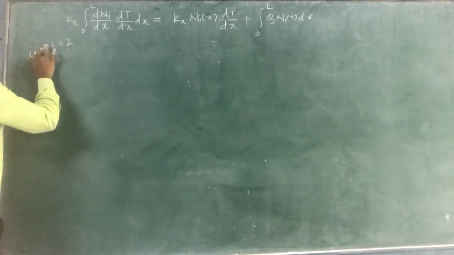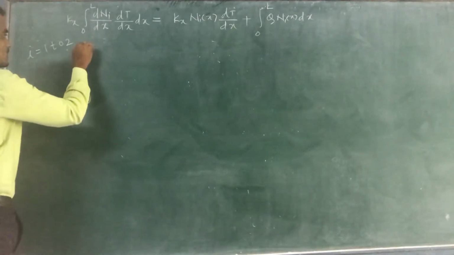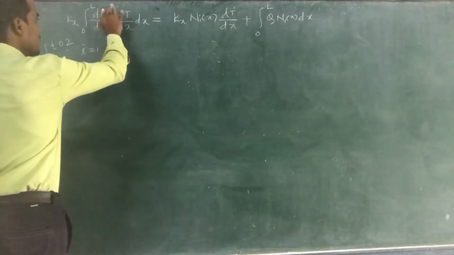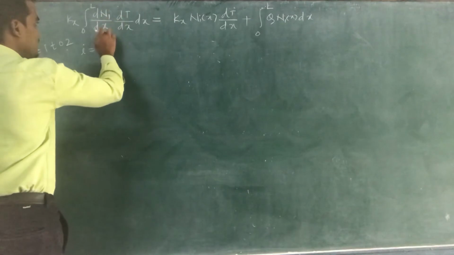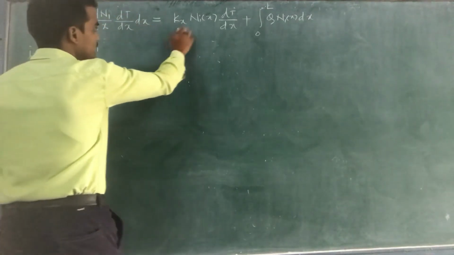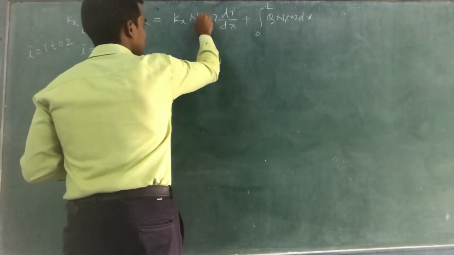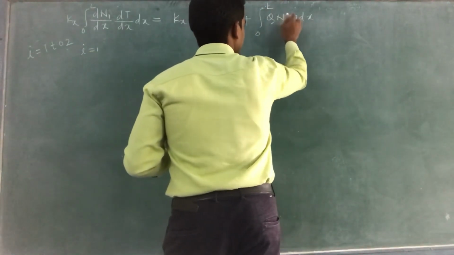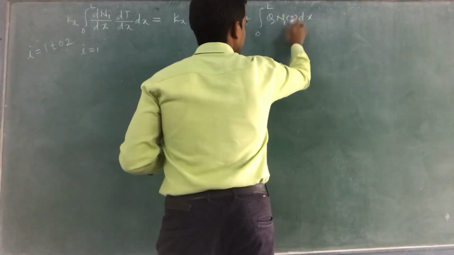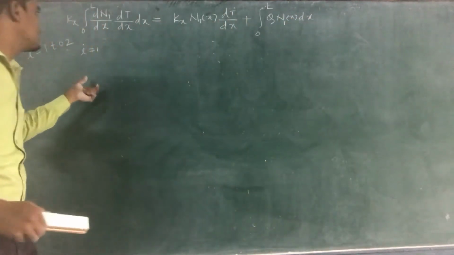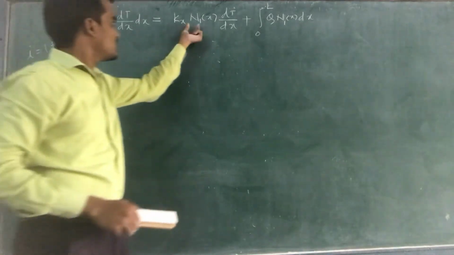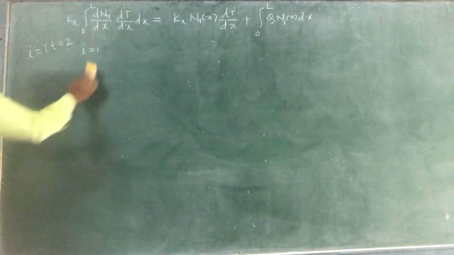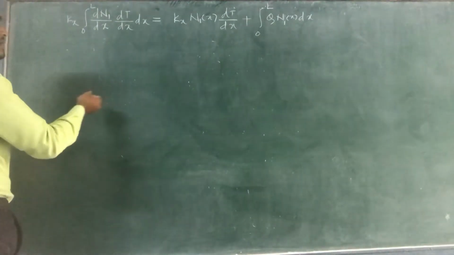So we will consider only, let us say, for i equal to 1, this equation will become dn1/dx into dT/dx is equal to k times N1(x) into dT/dx plus integration 0 to L of q times N1(x) dx. Similarly, for i equal to 2, it will become dN2/dx and N2(x). Here we will see only i equal to 1, and similarly we will apply it for the other.